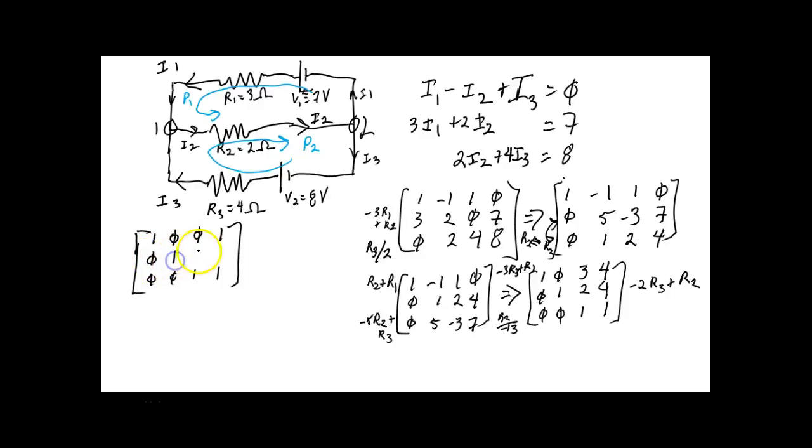0, a 1, a 0, and what? 2. So what does this tell us? Just read off the top. I1 is equal to 1 amp. I2 is equal to 2 amps. And I3 is equal to 1 amp. Okay? Now, I like just to look up here and say, does that even make sense? Well, you got I1 coming in here at 1 amp and I3 coming in here at 1 amp, I2 leaving at 2 amps. Yes, that looks perfect.